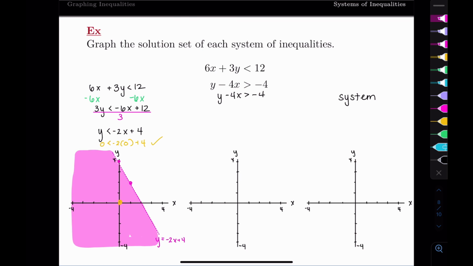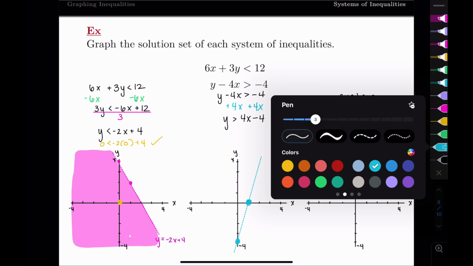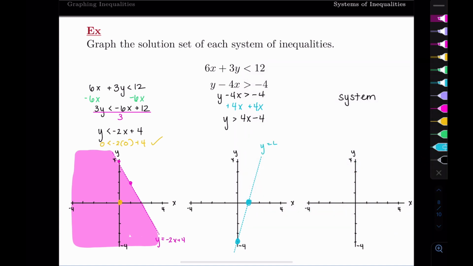For the second one, same thing. Let's put this in slope-intercept form. Let's add the 4x to the other side. And this gives us y is greater than 4x minus 4. So again, I've got to graph this as a dotted line. My y-intercept is negative 4 and my slope is positive 4. So I go up 4 over 1. And another point on my line is right here at 1, 0. And because it is a strict inequality, we just go ahead and graph this as dotted.